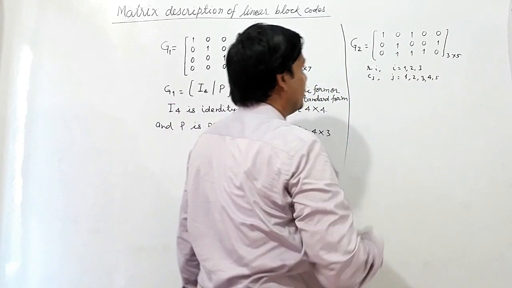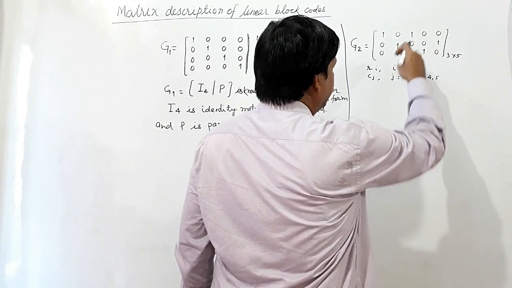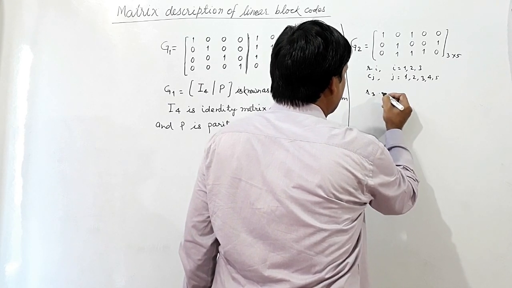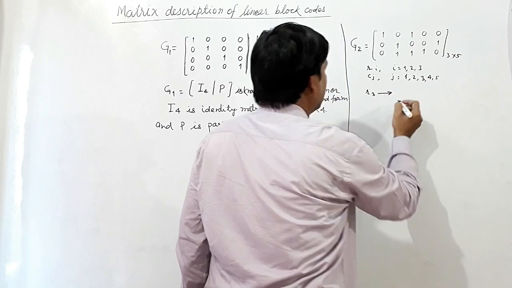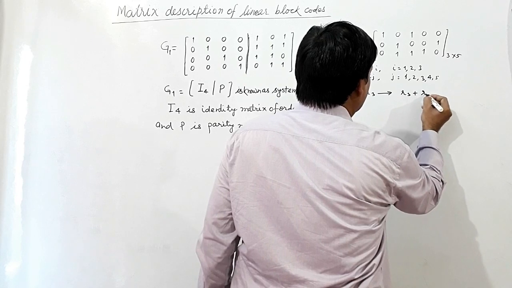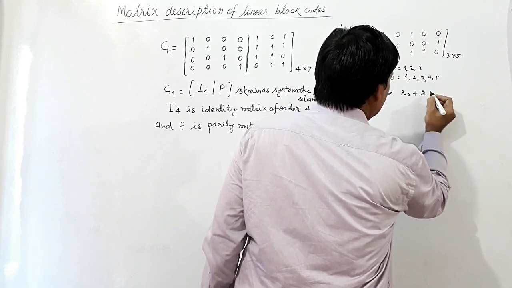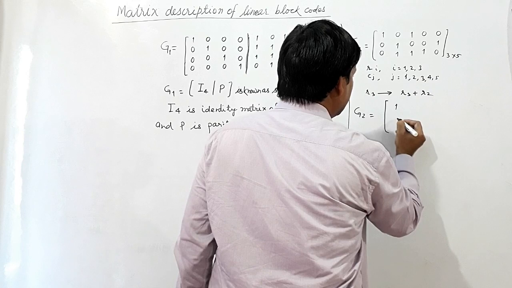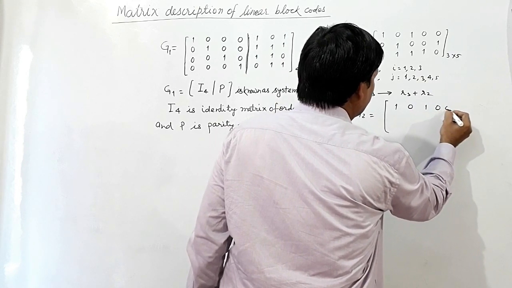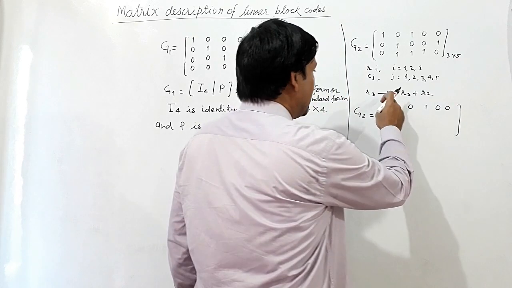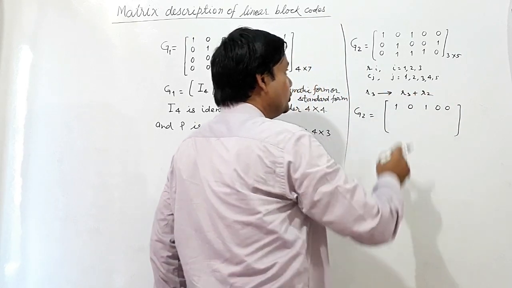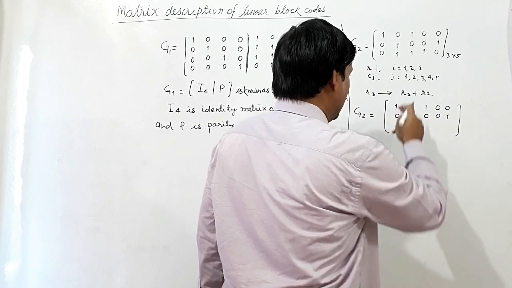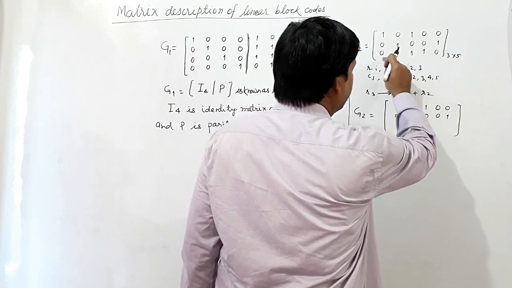Now, I will perform some operations here. If I replace R3 by R3 plus R2, what will happen here? G2 is 1, 0, 1, 0, 0. R1 is okay. Now R3 can be replaced by R3 plus R2. So R2 will remain as it is, 0, 1, 0, 0, 1. Now this R3 will be replaced by R3 plus R2.